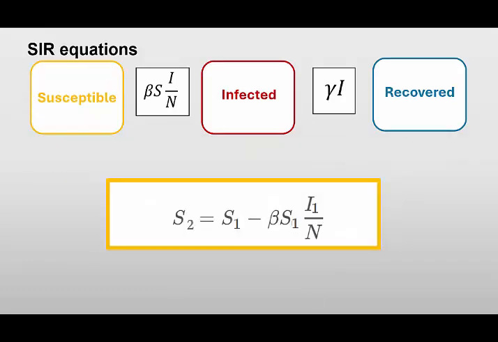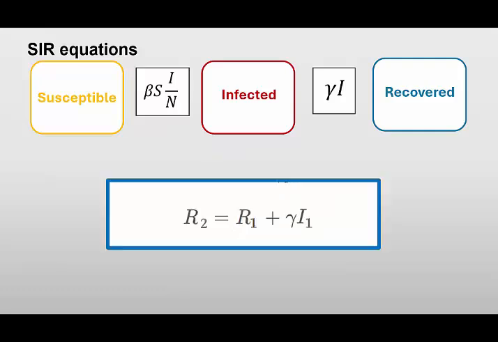That leads us to our final set of equations. The number of susceptible on day 2 is equal to the number of susceptible on day 1 minus the number that moved to the infected group. The number of recovered on day 2 is equal to the number of recovered on day 1 plus the number of people that moved from the infected to the recovered group that day.